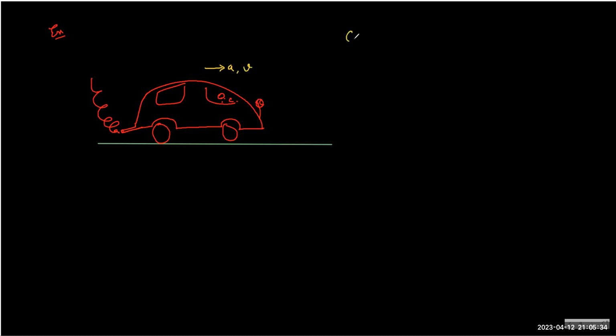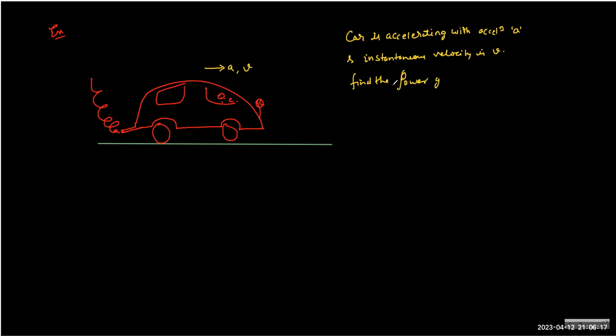So the car is accelerating with acceleration A and instantaneous velocity is V. Find the power, I mean the instantaneous power basically, generated by the engine.